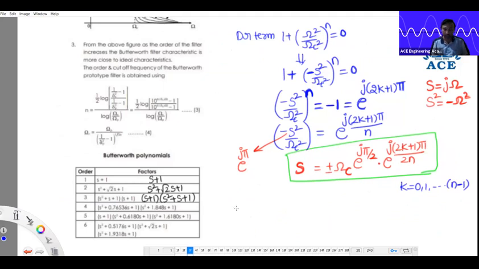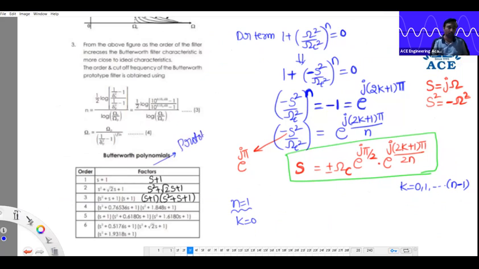Let me check for first order the answer directly. If I take n value 1, k is 0, everyone see the cursor. N is 1, k is 0, means this is also e^(jπ/2), or not? e^(jπ/2) into e^(jπ/2) means e^(jπ), minus 1. That is s plus 1. What is the meaning of this table?